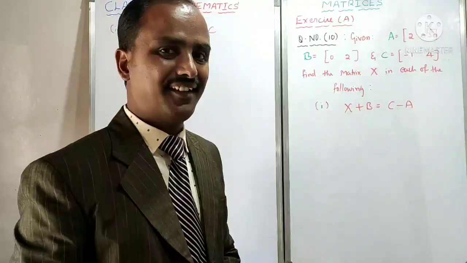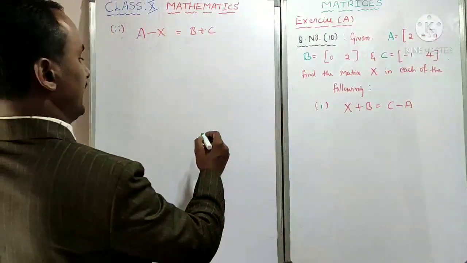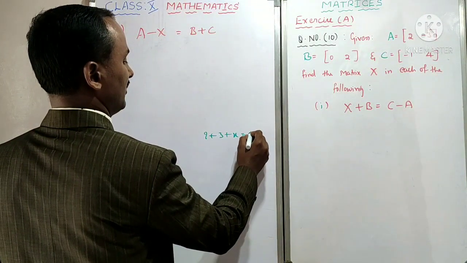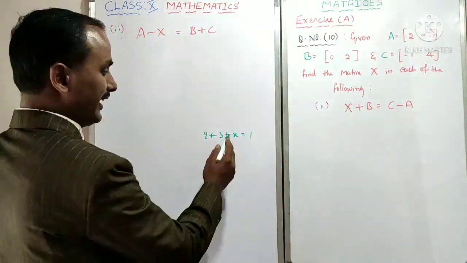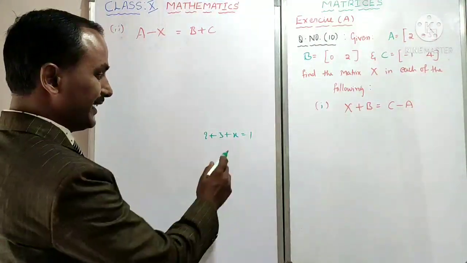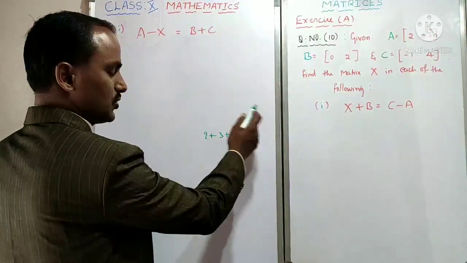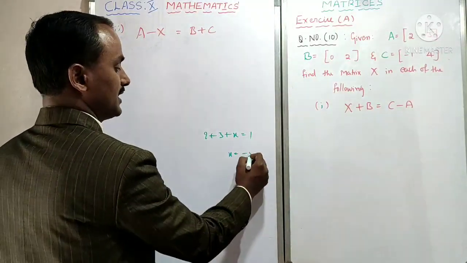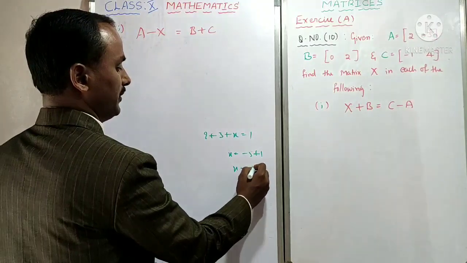Understand? Example, you know 2 plus 3 plus X is equal to 1. I want the X value, so I will make X the subject of the formula. This 2 goes to the right side. X is equal to 2 plus 3 become 5. 5 goes to the other side, minus 5 plus 1. X is equal to minus 4.